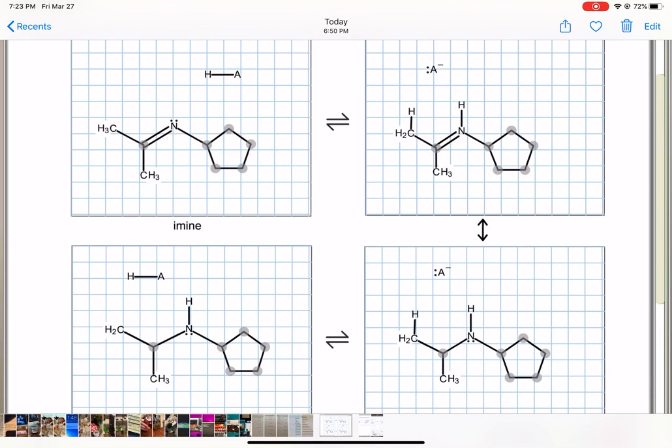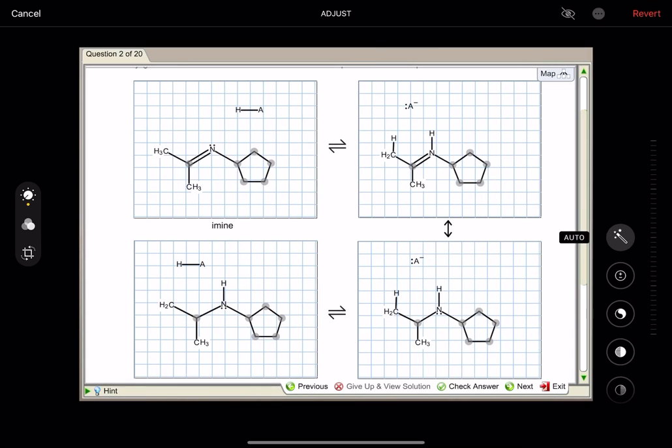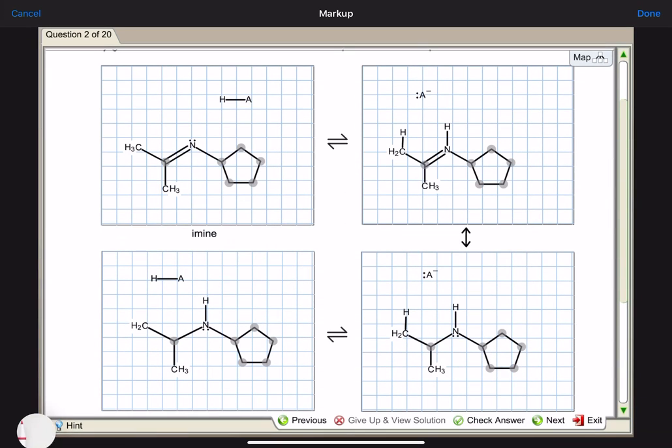I've got only two Sapling problems that I want to go over with you. This one is different than the mechanisms that we did in section 20.5. This particular one is asking you to draw the mechanism for the conversion from an imine to, down here underneath this box, the enamine. So it is possible to tautomerize back and forth between the imine and the enamine.